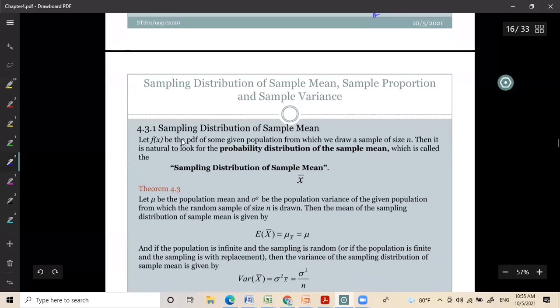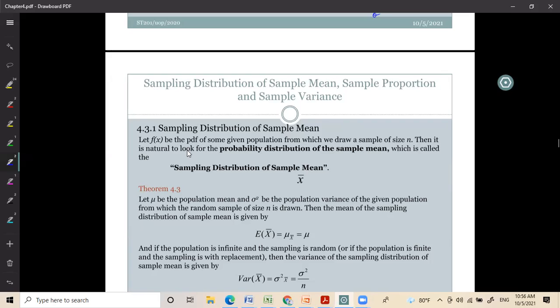Okay, now suppose that the PDF of some population where you draw a sample of size n is the PDF of X. Now, when you know the density function of a sample of random variables, you should be able to figure out the distribution of the sample mean, not the value of the sample mean, but the distribution of the sample mean.